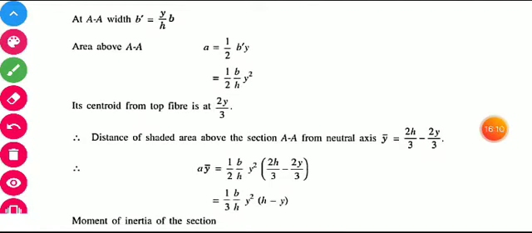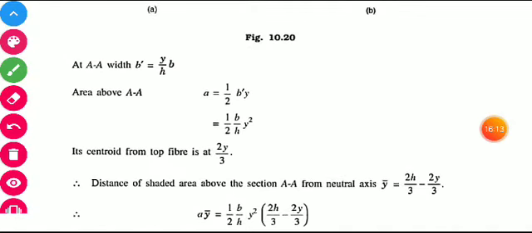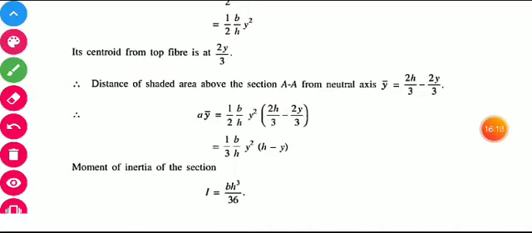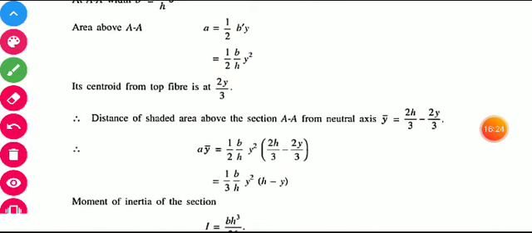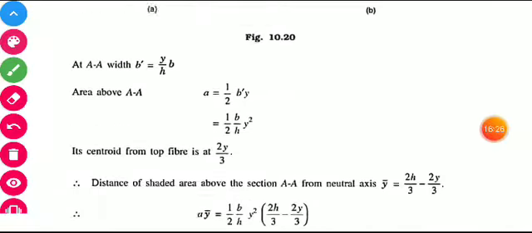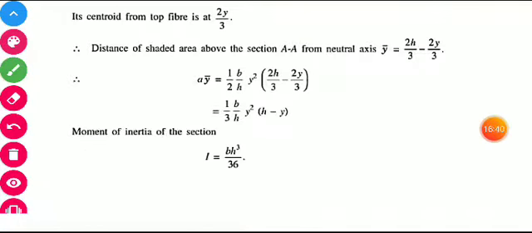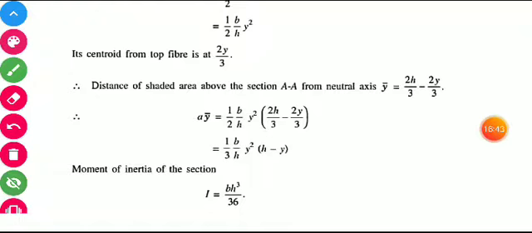You get the centroid from the top as 2y by 3. You know the distance of the shaded area above AA from the neutral axis. You know the CG, so 2h by 3 minus 2y by 3 is the y bar. This is 2h by 3 and 2y by 3. So this is the y value. Then you put a into y bar, and the moment of inertia will be equal to bh cube by 36.